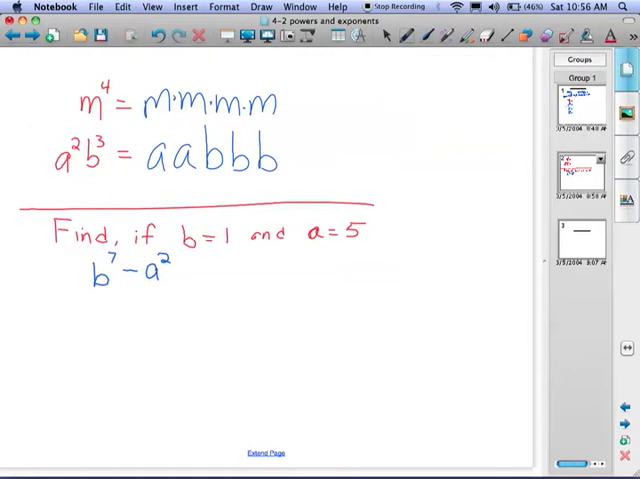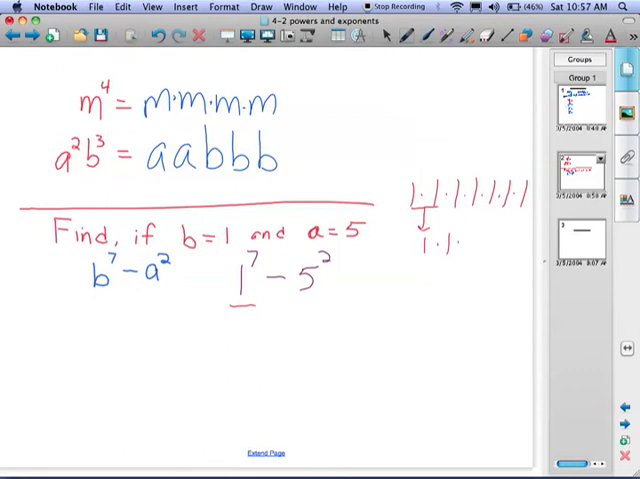So you'll see problems that read like this. Find, comma, if b equals 1 and a equals 5. And then you'll be given a problem, b to the 7th power minus a squared. All you're simply going to do is substitute in for b and a. So we're going to have 1 to the 7th power minus 5 to the 2nd power. This is an order of operations problem. We do things one step at a time. So we will take care of the 1 to the 7th power. Any thoughts? 1 to the 7th power is 1 times 1 times 1 times 1 times 1, all the way up for 7 of them. So when we multiply these together, we get 1.